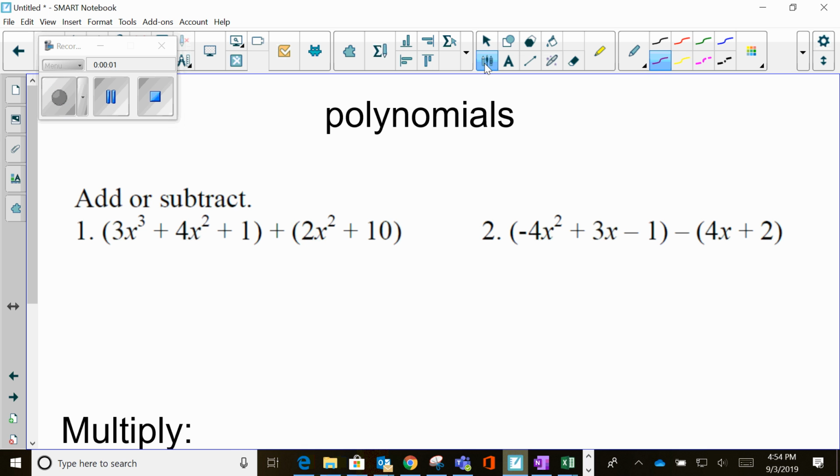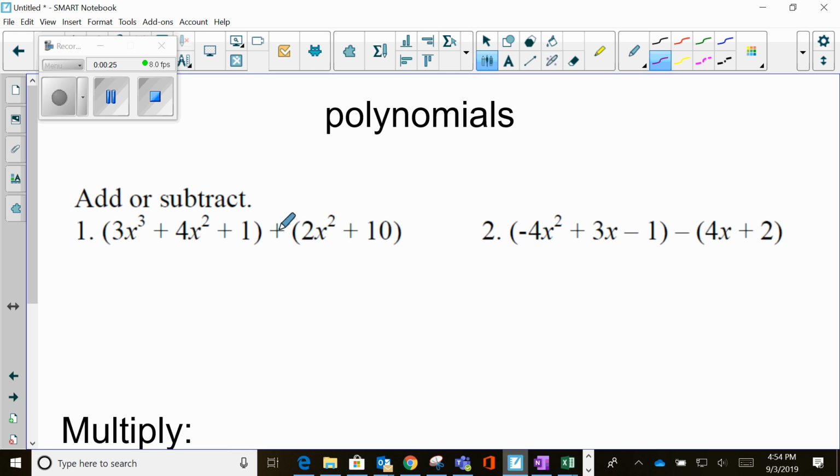Review adding, subtracting, and multiplying polynomials. When we are adding polynomials, let's review what the word polynomial means. Polynomial just means an expression with multiple terms. You can have a trinomial, such as this one, where you have 1, 2, 3 terms. You can have a binomial, like the second one, which has 2 terms. You can have a monomial, or it's just called a polynomial.